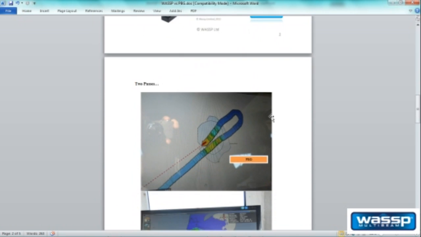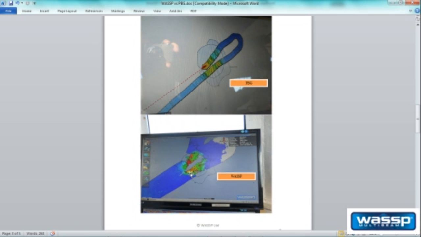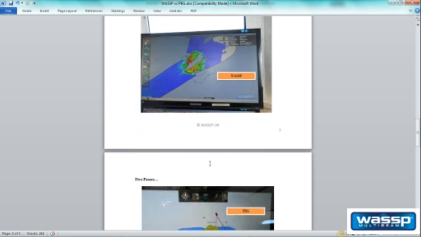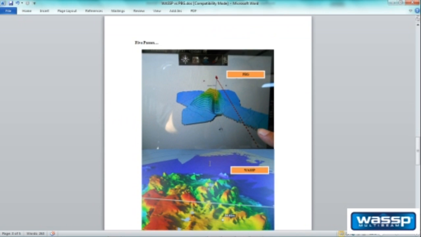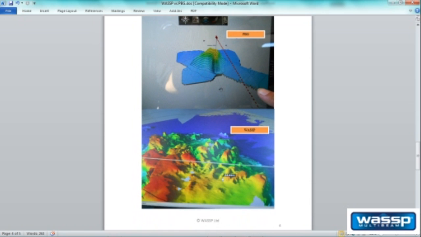And we can see the difference down here. Here we have an example. This is two passes over a known bit of reef with a PBG system, and you can see we're starting to see that there's a bit of a shallower shape here. And this is with two passes in this image below on the WASSP. After five passes, you can see that the PBG system certainly shows that there is structure down there, but it really just shows a big lump of sorts, and the user could be fooled into thinking that this is one big rock.